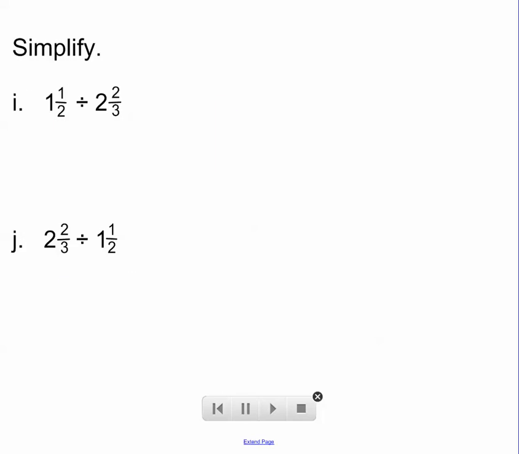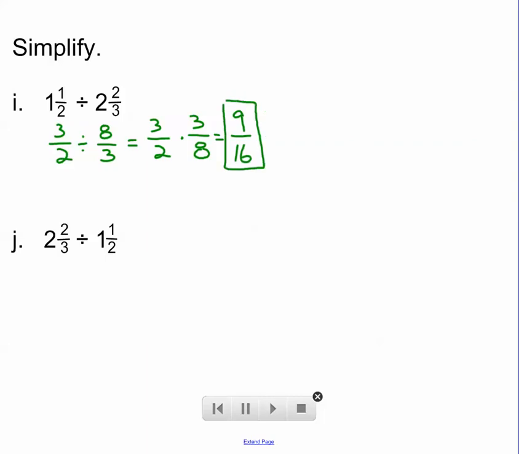And lastly, some division. 1 1/2 divided by 2 2/3. The first thing you got to do is change these into improper fractions. And then instead of dividing by 8/3, we're going to multiply by its reciprocal, 3/8. Numerator times numerator, 9. Denominator times denominator, 16. It's already simplified because there was nothing I could simplify over here.